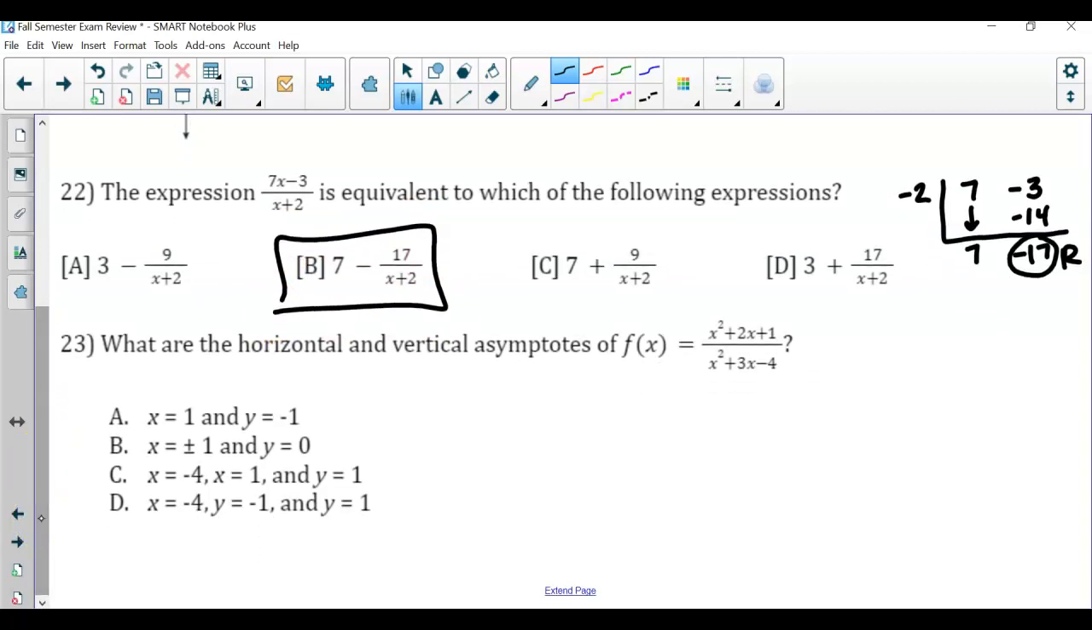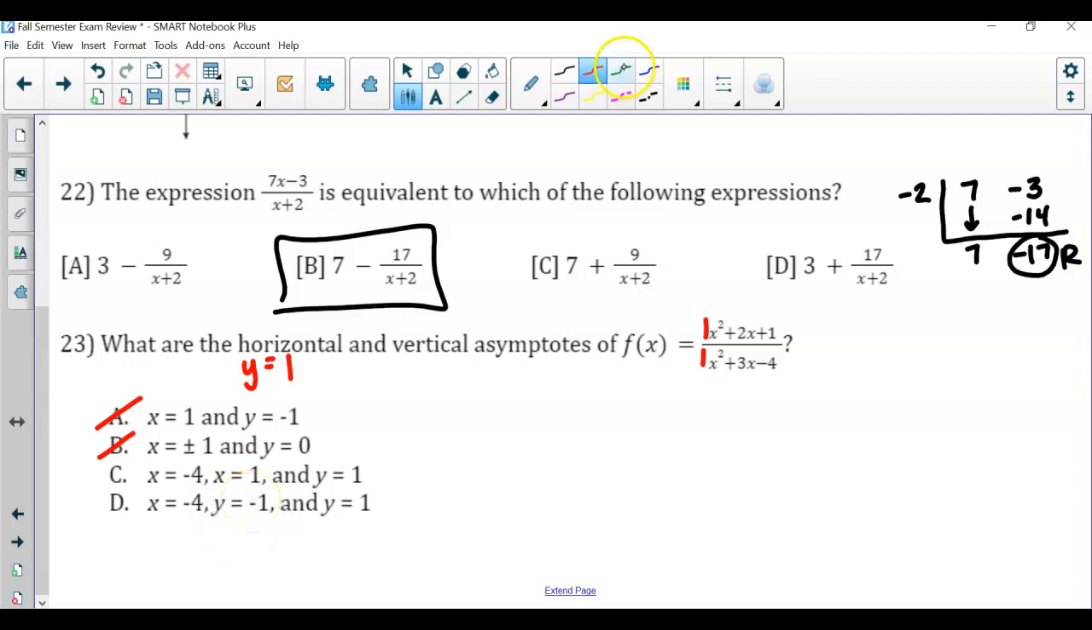Then question 23, which represents the horizontal and vertical asymptotes of our function here. Now remember, horizontal is y is equal to, where we look at the degree. Notice how the degree, the exponents, are the same, so we just take the coefficient. Coefficient here is 1, coefficient is 1. So 1 over 1 is 1. So that's why the horizontal asymptote is y is equal to 1. So I'm going to mark off A and B based on just that information. And then technically, I could also just say now the answer is C. But I'm going to go ahead and check because D says that y is also equal to negative 1.